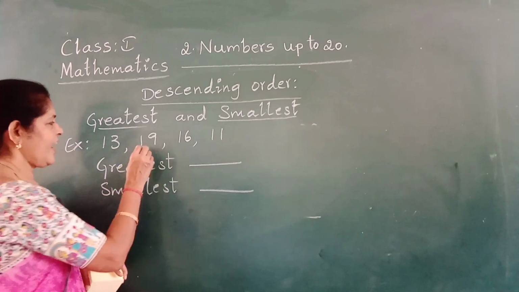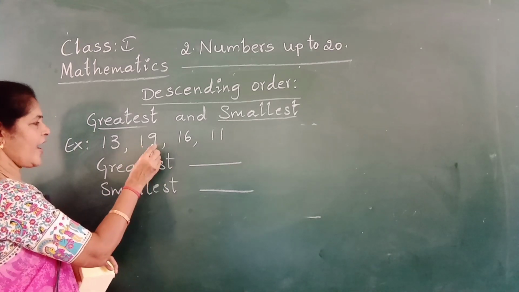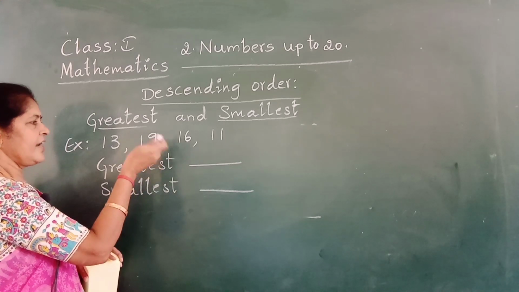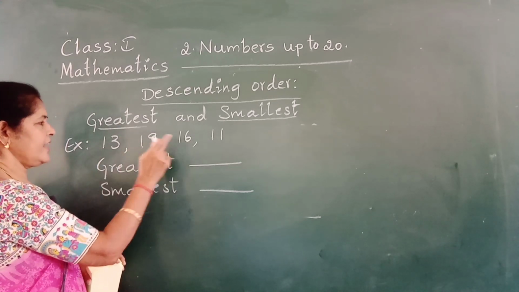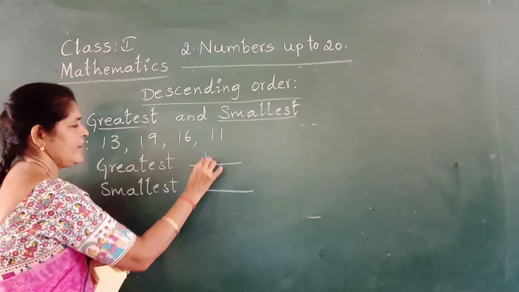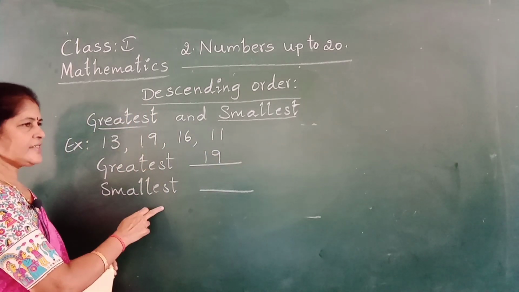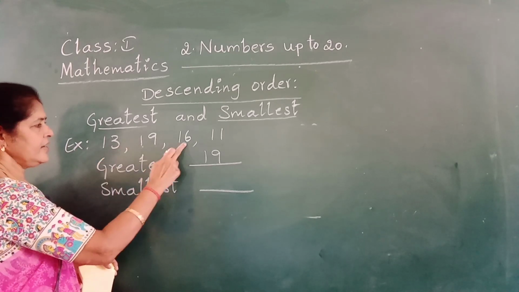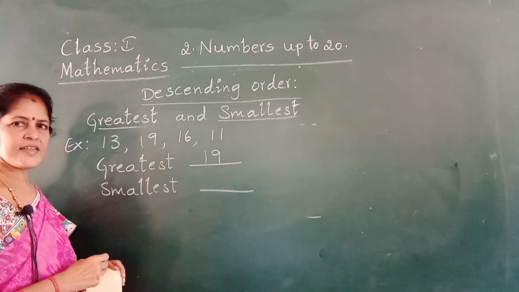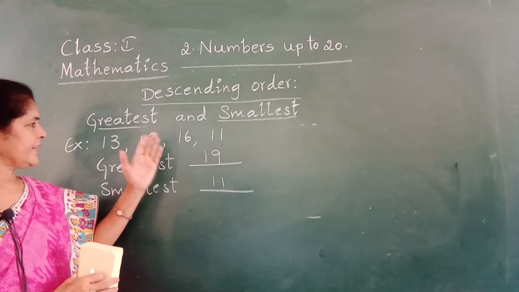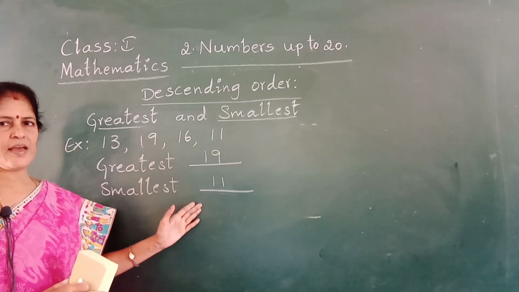Very good. 19 is the greatest. Why? 19 having 9 ones. 9 is greater than 3, 6 and 1. That's why 19 is the greatest. Very good. Now smallest number is 13, 16, 11. Which is the small? Yes, 11 is the smallest. Greatest number and smallest number.